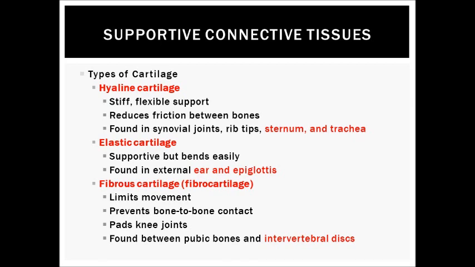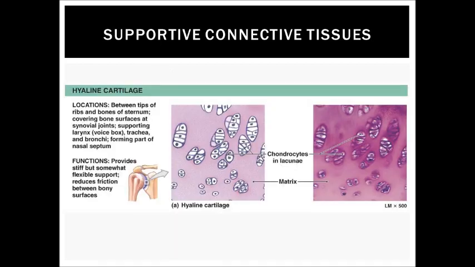Let's go through the cartilage one by one. Let's start with the hyaline cartilage. Here are some explanations on locations and functions of hyaline cartilage. Example locations are in the sternum and trachea. If you look at the image, there are several scattered chondrocytes that sit in the lacunae, surrounded by the cartilage matrix. One more, hyaline cartilage has a clear matrix, without fibers.